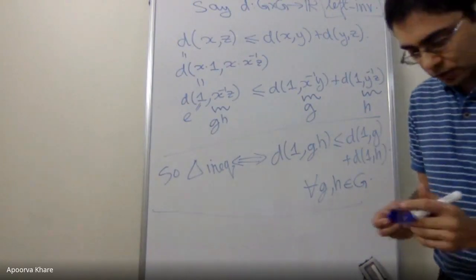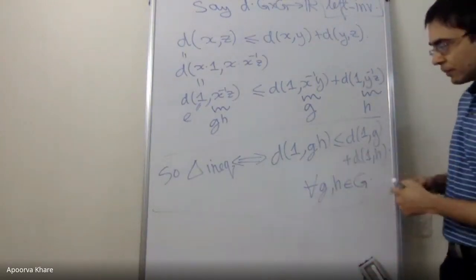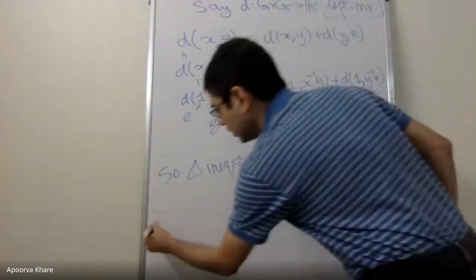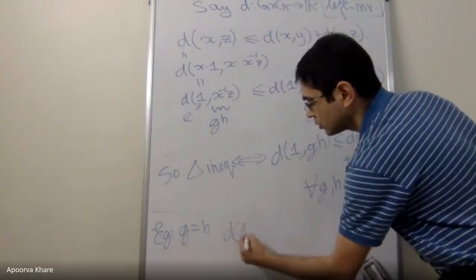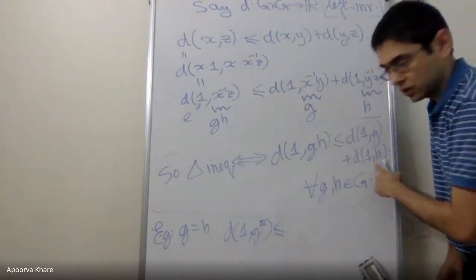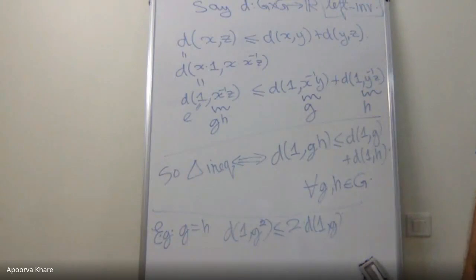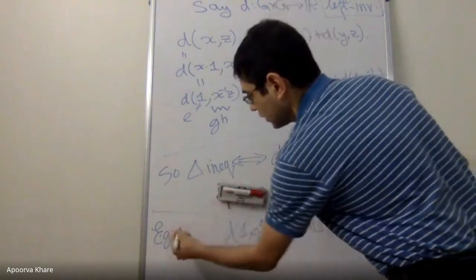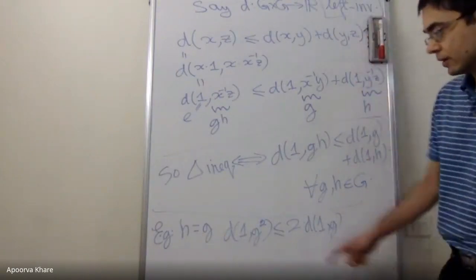Okay, so that's one thing I wanted to say, because we will use this kind of a formulation. Now, for example, if I take G equals H, then you get distance from 1 to G square less than or equal to distance from 1 to G plus distance from 1 to G. So twice distance from 1 to G. Now similarly, I can take H equals G square.